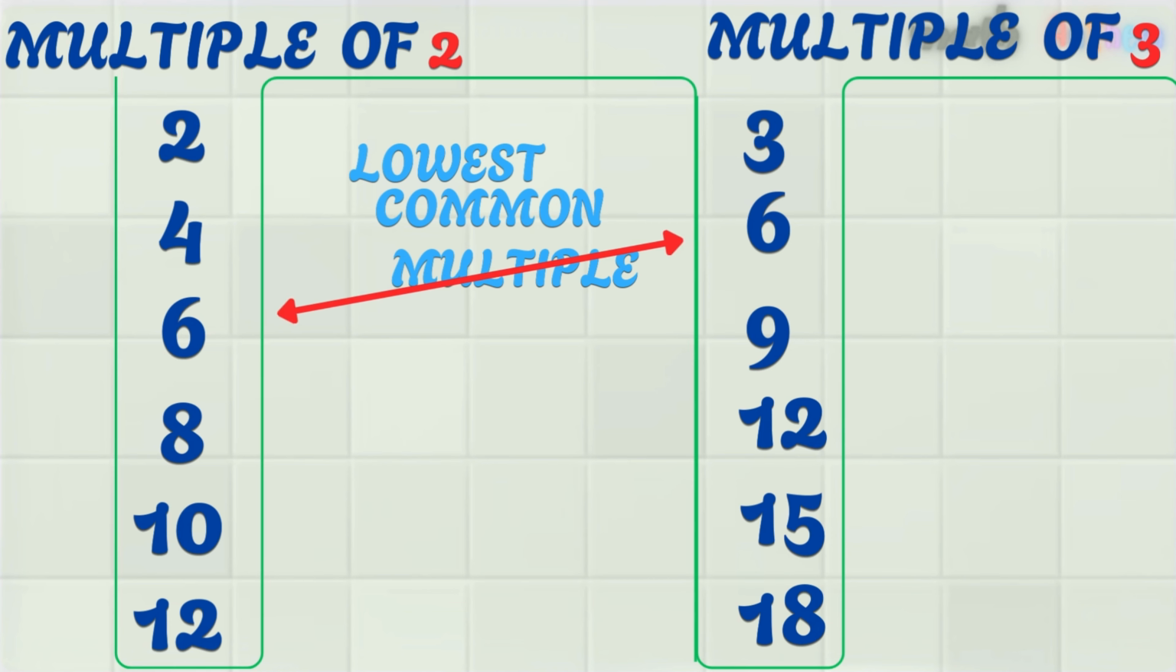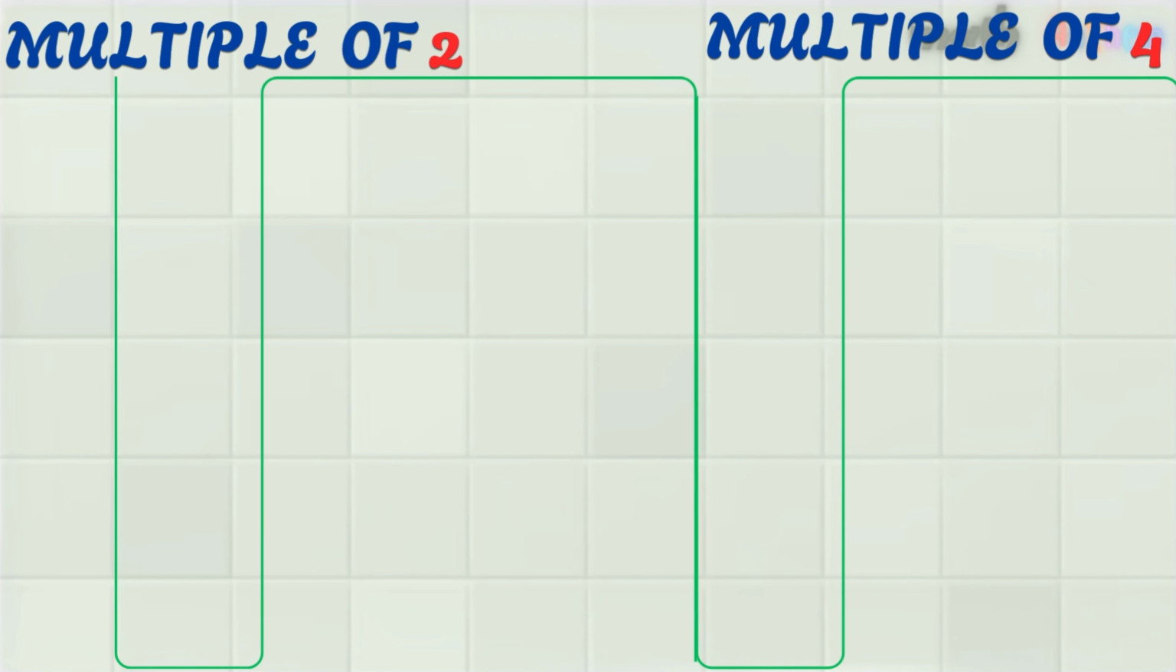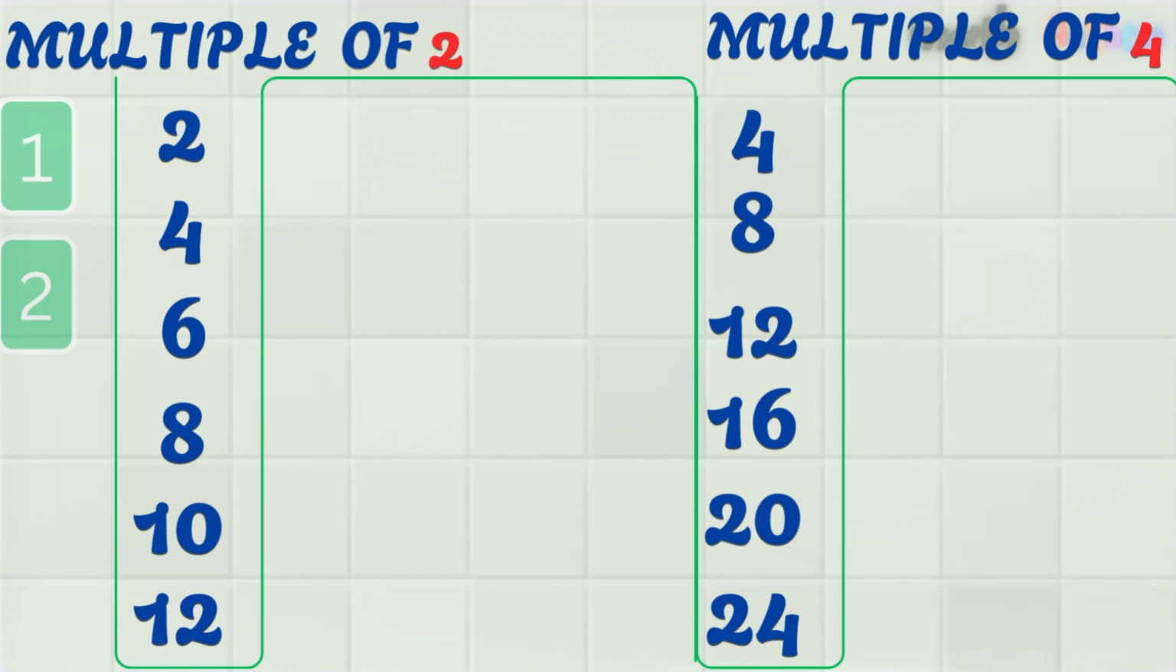Let's walk through the method using a simple example, 2 and 4. Step 1. List the first few multiples of each number. Step 2. Look for the smallest number that appears in both lists. And that's it. It really is that simple. Now let's try some examples together.